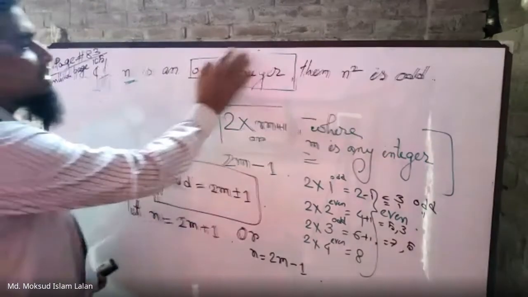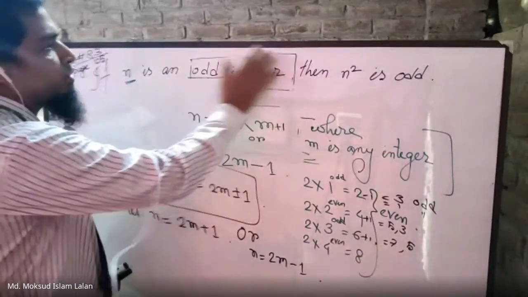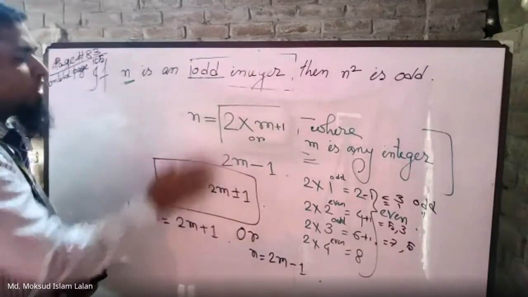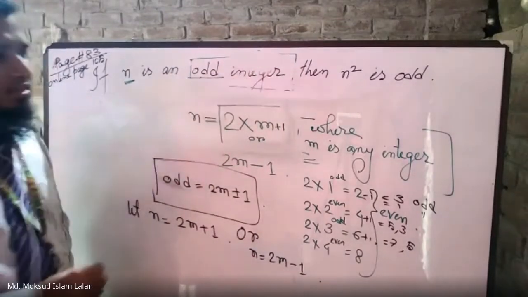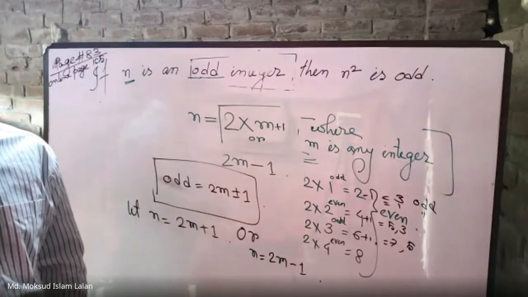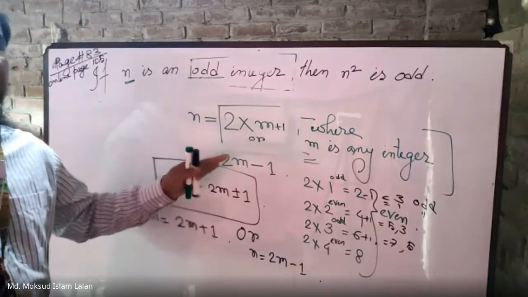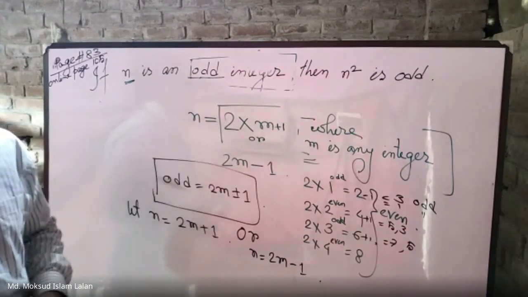So odd integer, clear, I think. You know what an odd integer is, what the structure of an odd integer is. Okay. Can I proceed next? Yes, sir.